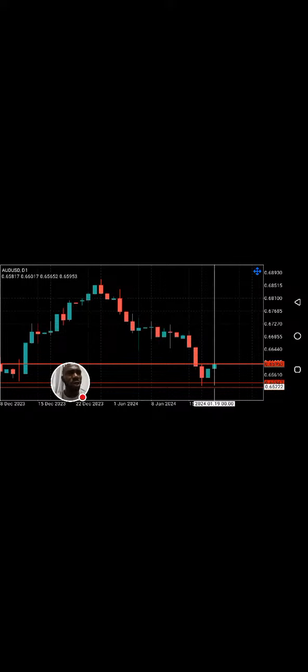Now it's possible the market might not push price to these lows. So what you need to do is go down to a lower time frame and identify a fair value gap, maybe on 1 hour or 4 hour. That's what you should do. So let's go down to 4 hour. What do we have on 4 hour?